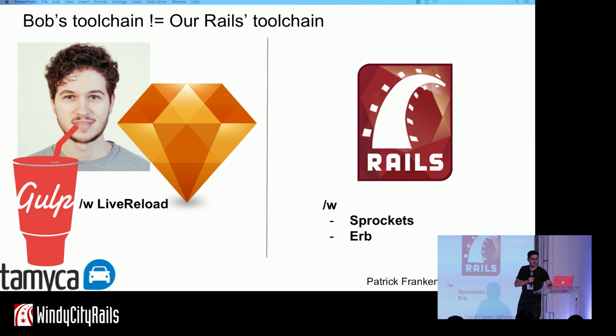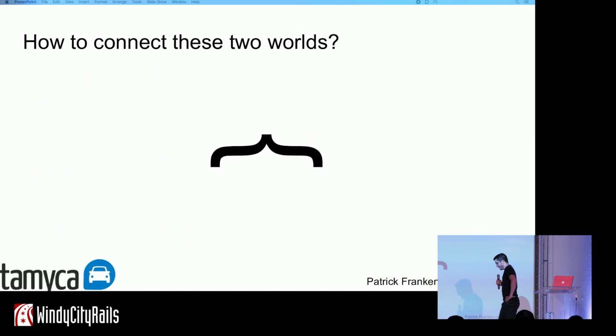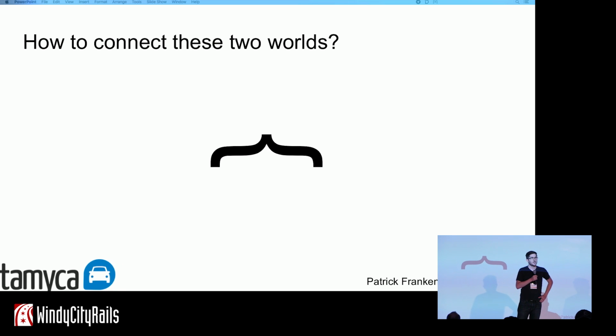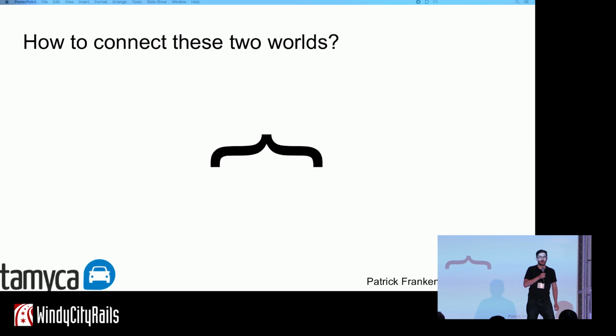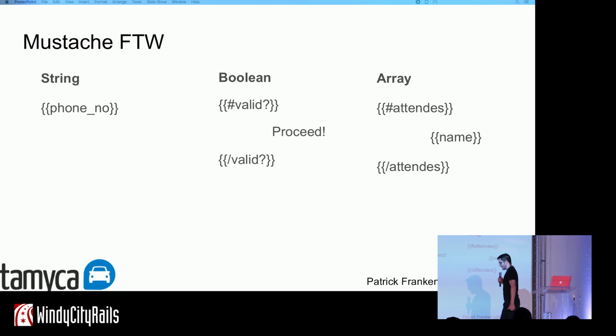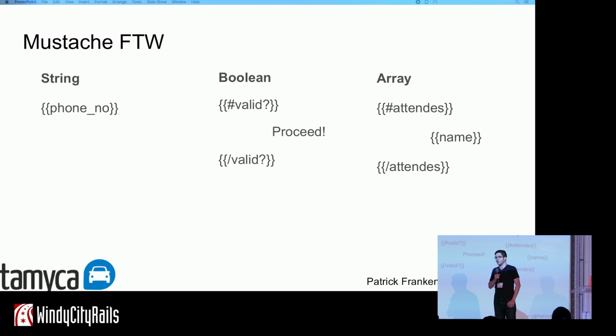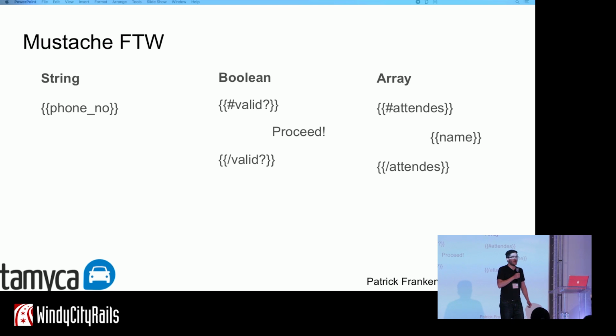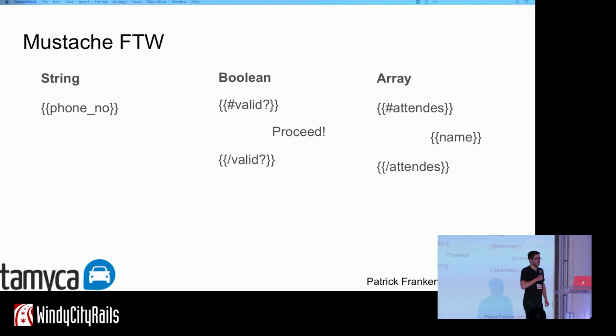And the perfect intersection for me was Mustache. Has everyone here heard of the Mustache templating system? Oh, that's not a lot. So I will give a really quick explanation. The Mustache templating system is available in all major programming languages. Have a look at their page. There's a binding for JavaScript, a binding for Ruby, and for all other languages.